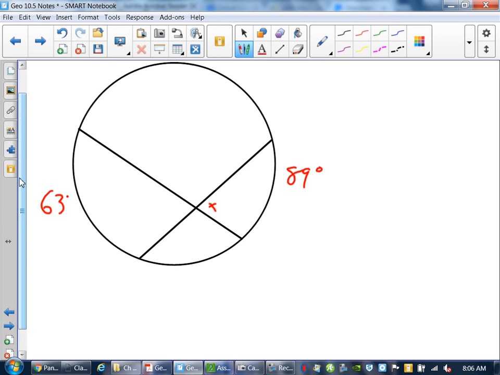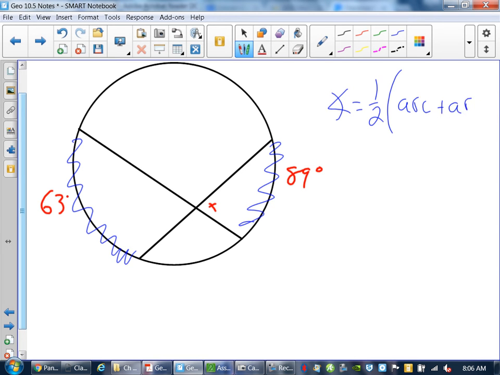So is this one outside, inside, or on? It's inside. So therefore that angle is going to equal half of the 2 arcs that it runs into. Well, this angle runs into an arc of 89, and since this is a vertical angle on the other side, it also runs into arc 63. So your angle is going to equal half of the sum of the arcs.